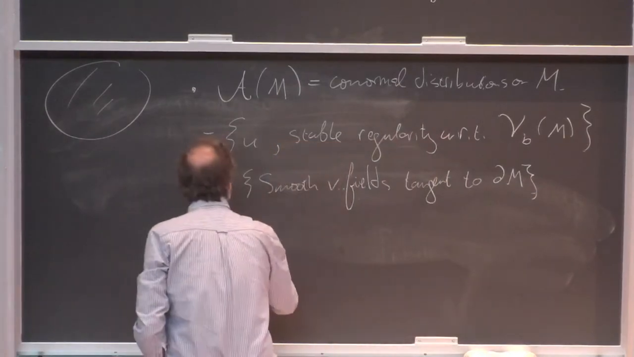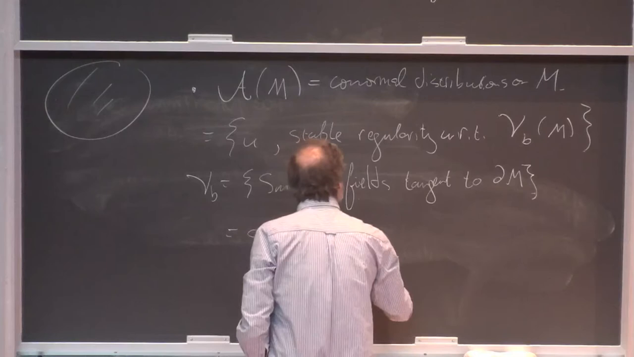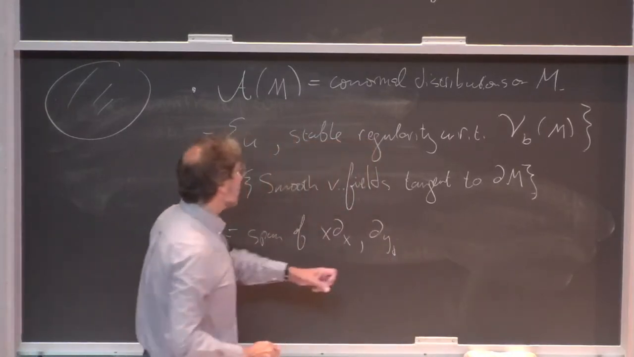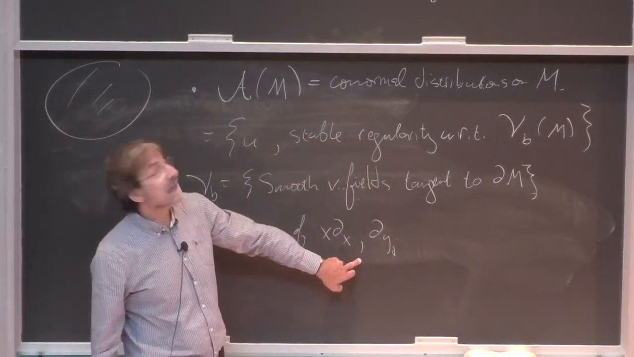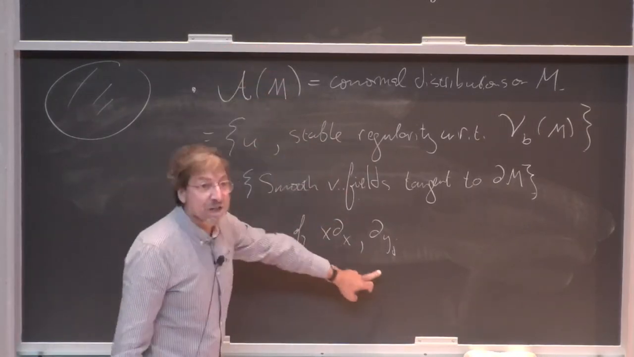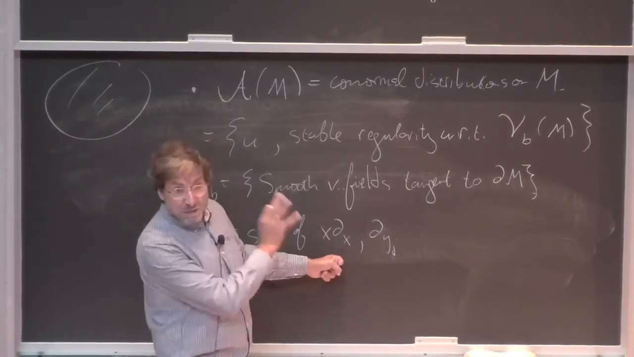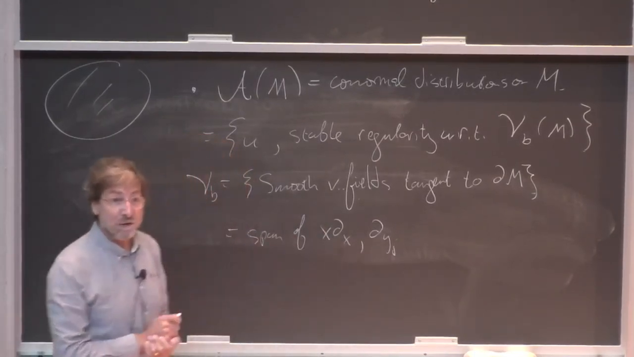Okay, so this is equal to the span over C infinity of x d by dx and d by dy j. So notice I'm just doing one innocuous thing. I'm omitting the factor of x in front of there, right? That's a smaller class of vector fields. These guys are tangent to the boundary. The normal part has to vanish because they're tangent, right? But there's no x in front of there.